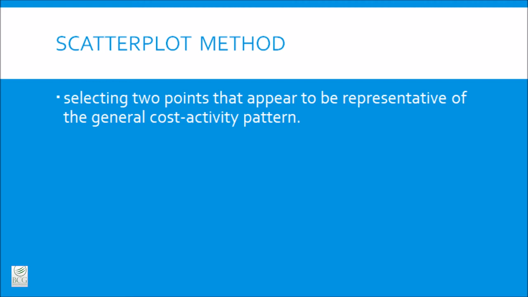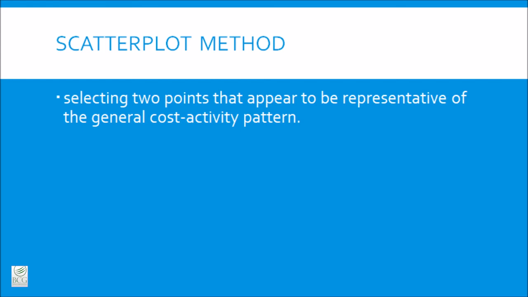In the scatterplot method we use graphing paper. We plot the data on the y-axis and the x-axis, and we draw a line. Any points that are touched by the line may be used to estimate the cost. The estimation is similar to the high-low method, but the points we're talking about here are not the high or low points, but those points that are touched by the line that we have drawn.